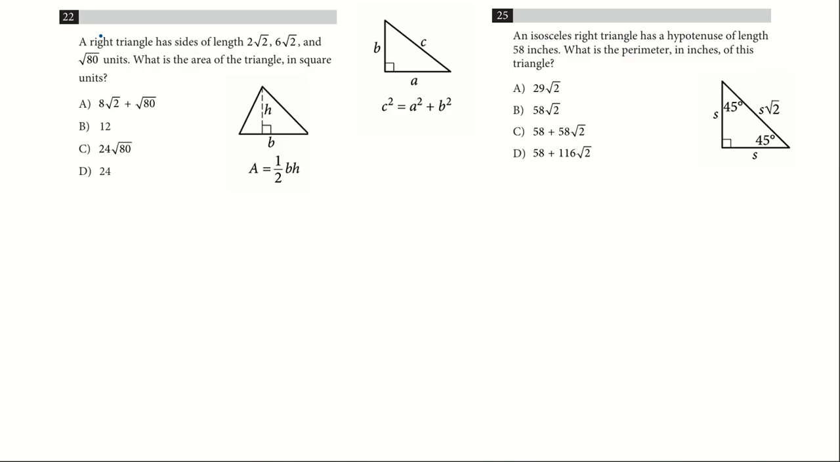So, yes, there's a good possibility you're going to have some type of right triangle on your test. So, let's look at some problems. Again, we're in test 4 from College Board.